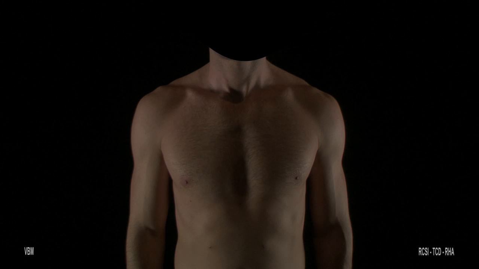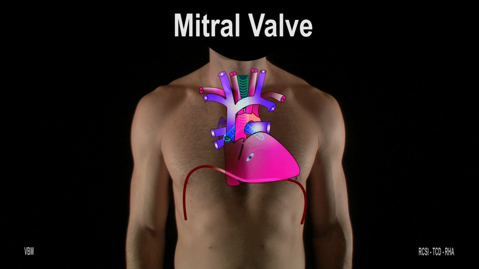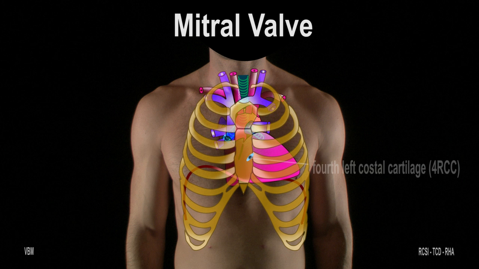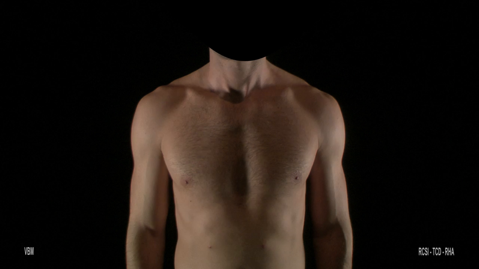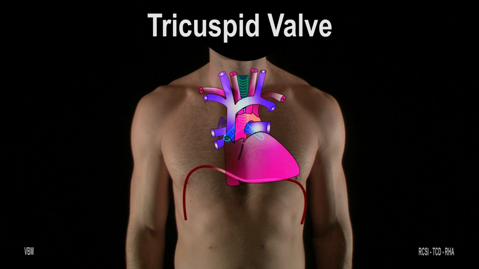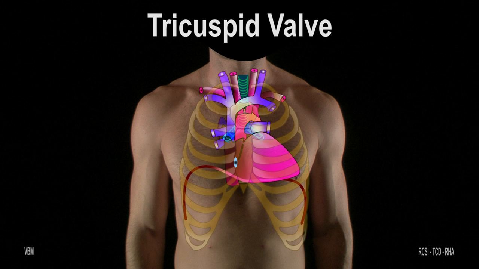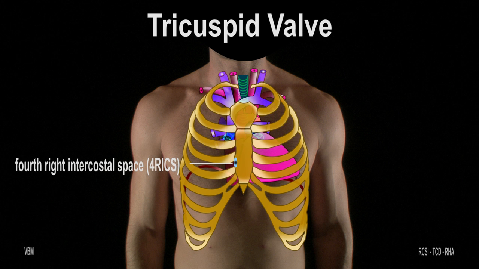The mitral valve. The mitral valve is located at the 4th left costal cartilage retrosternally. The tricuspid valve. The tricuspid valve is located at the fourth right intercostal space retrosternally.